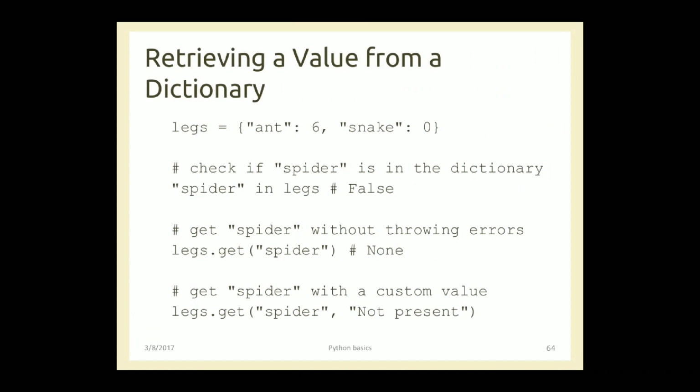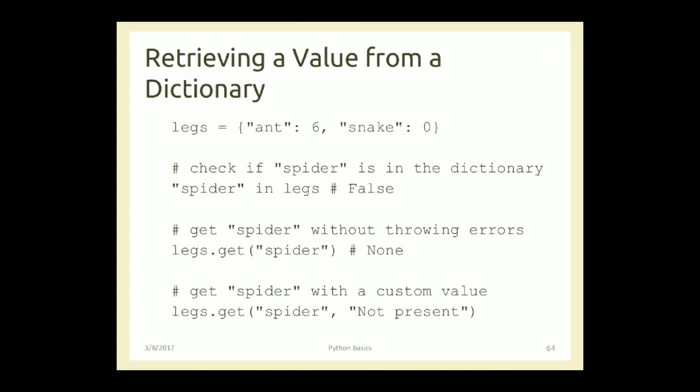Alright. So the last slide of this tutorial is retrieving a value from a dictionary. If you write 'spider' in legs, the in here is called the membership operator. From this dictionary, is spider available? The meaning of this line is: is spider as a key available in this dictionary? Over here it's written 'spider' in legs, which is False. If you use the get function, legs.get('spider'), that means you want to get the value corresponding to spider, that is None. That means it is not available.